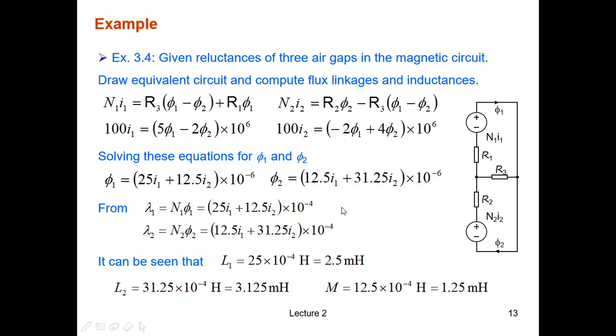So here you have an expression with some coefficient related to I1 and some coefficient related to I2. If you remember, in lambda 1, whatever is multiplying I1 will be L1, so L1 is this value. Whatever is multiplying I2 in the lambda 1 expression would be M.